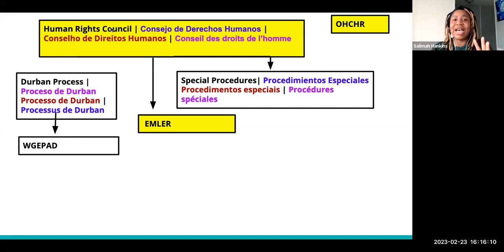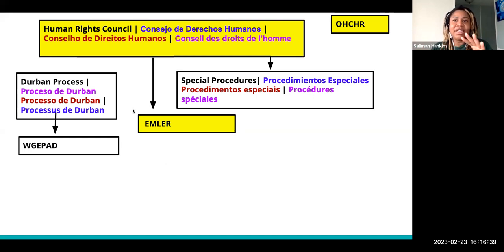And the Human Rights Council created EMLER. EMLER is the body that this coalition is focused on. I'm going to talk about it a little bit more, but I want you to see how it's not quite under a special procedure, which means it's a little bit of a hybrid. It has all of the powers of a special procedure, but it also has some additional powers, which I'm going to talk about a little bit more.